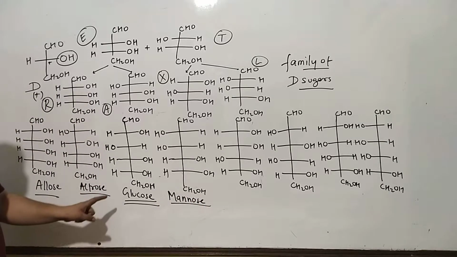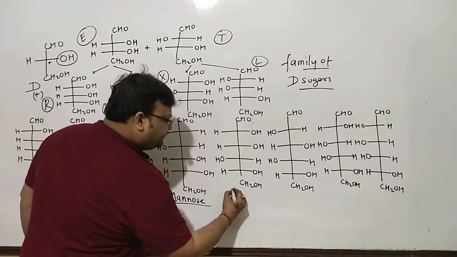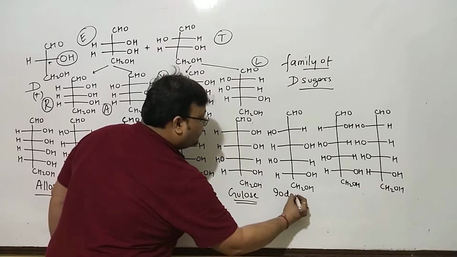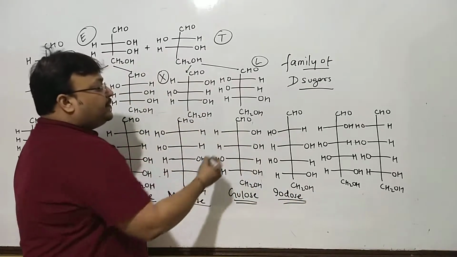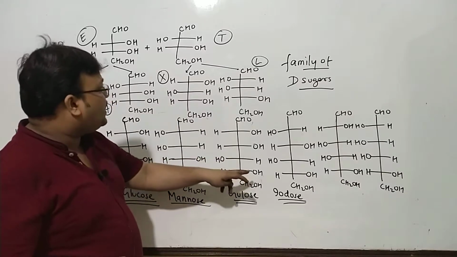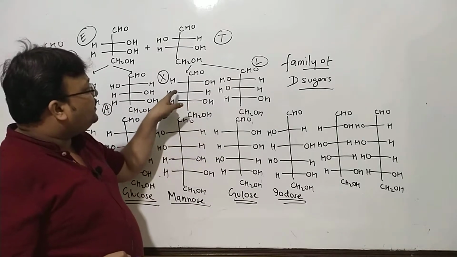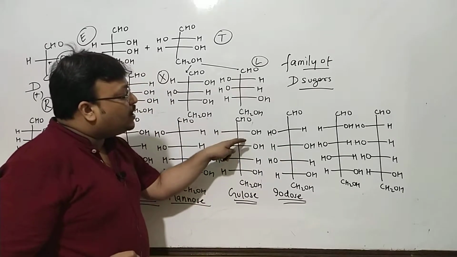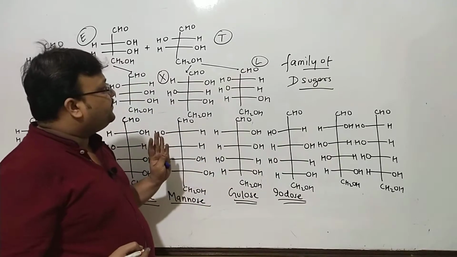So allose, altrose, glucose, mannose, gulose, iodose, which are a pair of C2 epimers. They again come from gulose, iodose come from xylose. So these three configurations, right, left, right, right, left, right, right, left, right, retained. The new chiral carbon has OH to the right, then to the left.